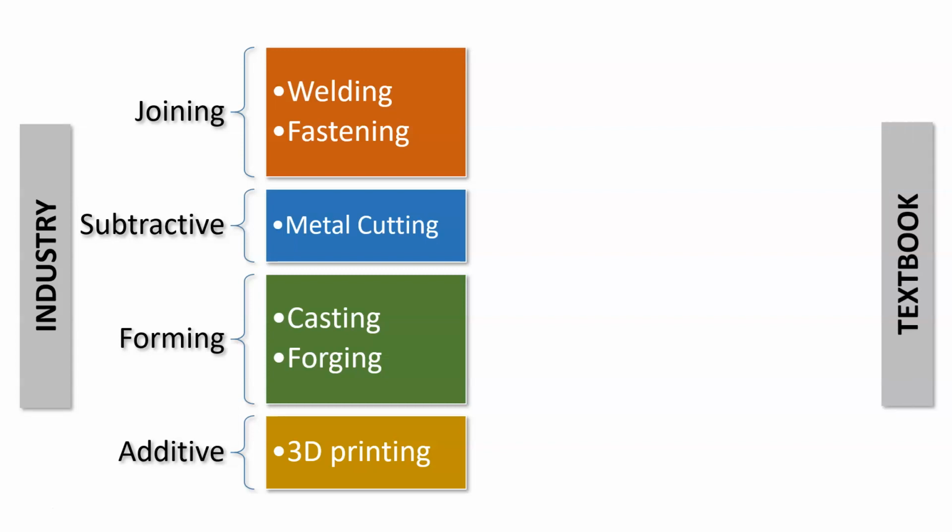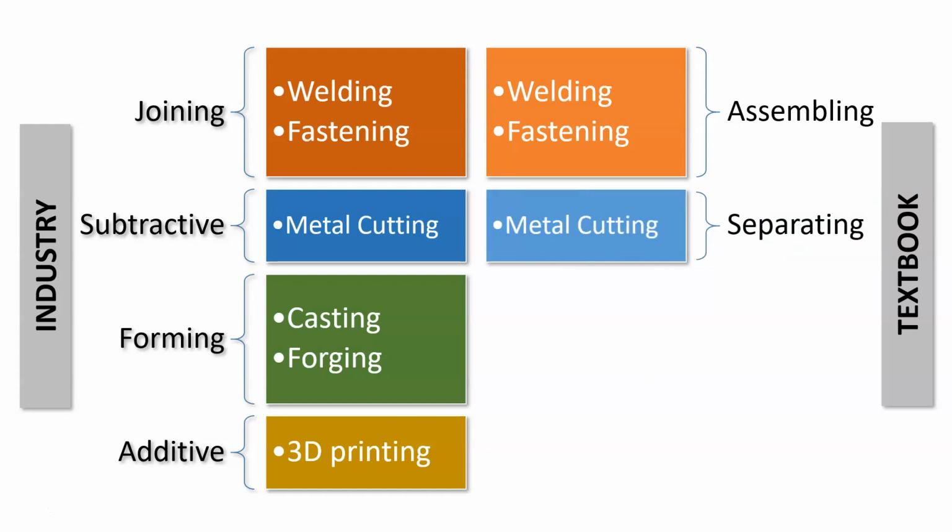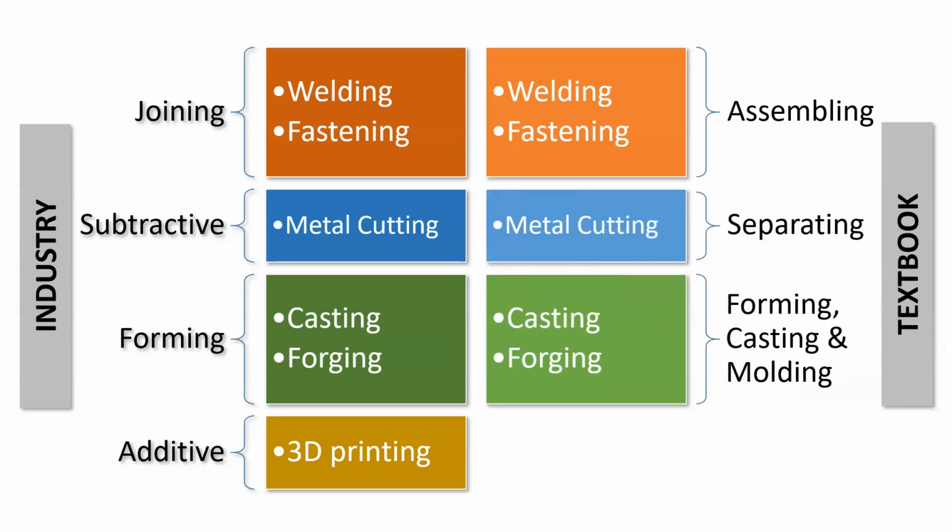And so I felt compelled to do this, just so we try to cut down on as much confusion as we can. In your textbook, assembling would be what the industry refers to as joining. Okay. Separating and subtractive are the same. Forming, casting, and molding. So your book has 3 categories: forming, casting, and molding, and those would be what we in the industry call forming operations. And then the book doesn't discuss additive, so that's the gap right there.